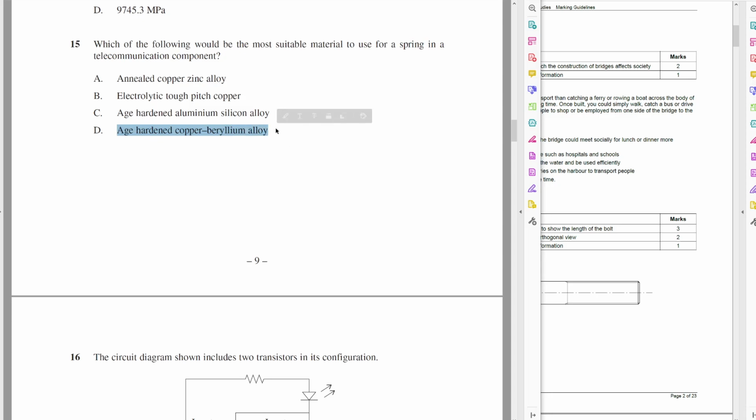Boom. Now, ETP is the one that we use by default. It has excellent conductivity. There is an even better one, OFHC, but given the options available to us, it's going to be this one. We do use aluminium for transmission lines because it's light. I couldn't tell you what kind of alloy it is. And annealed copper. So we talked about copper zinc. We could be talking about a corrosive environment.